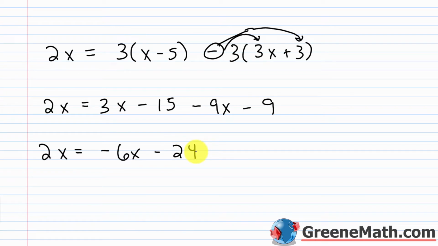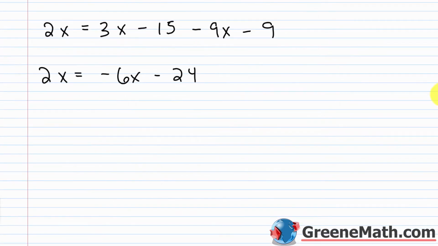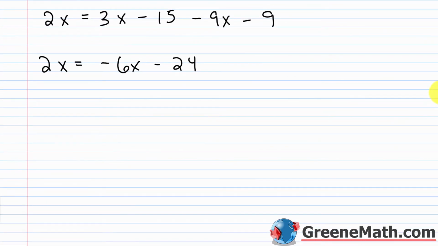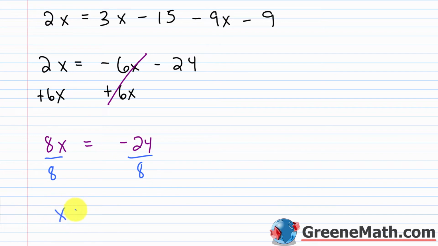And now what I want to do is get all the x's on one side and the numbers on the other, right? Just like we've been doing since we started. So I'm going to add 6x to both sides of the equation. So I'm going to have 2x plus 6x, which is 8x. This is going to cancel, and this is equal to negative 24. We can then divide both sides of the equation by 8, and we're going to see that x is equal to negative 3. So let me erase everything, and I'm going to drag this answer back up to the top, and I'm going to check to see that this is a valid solution.